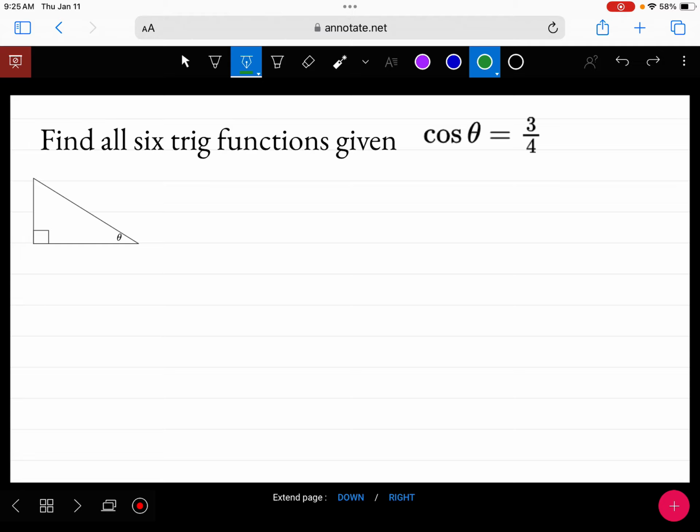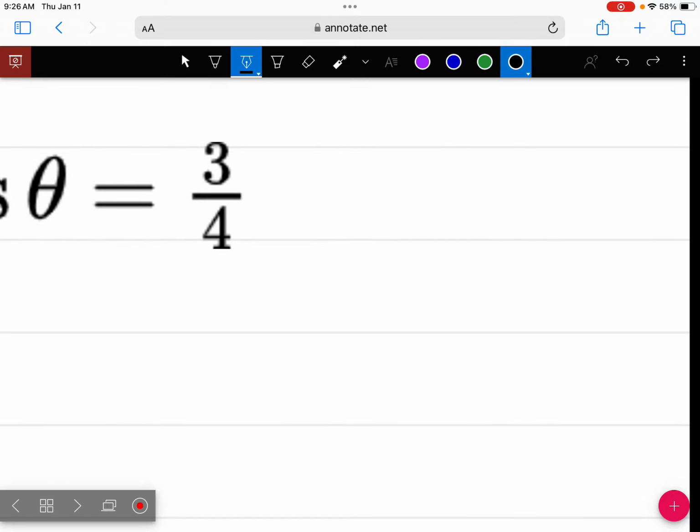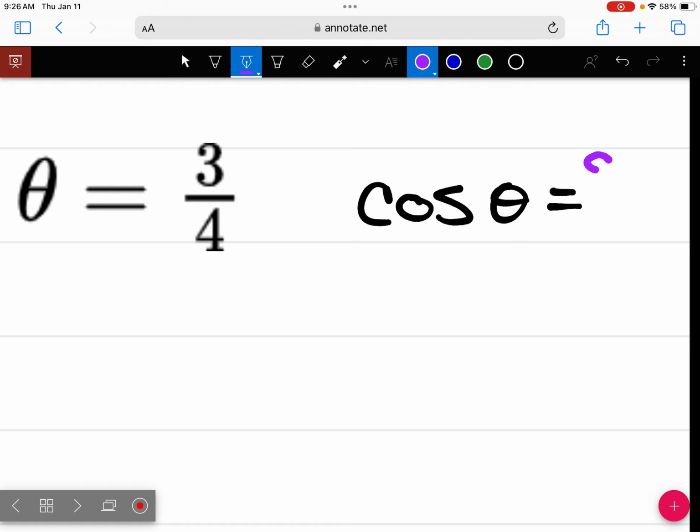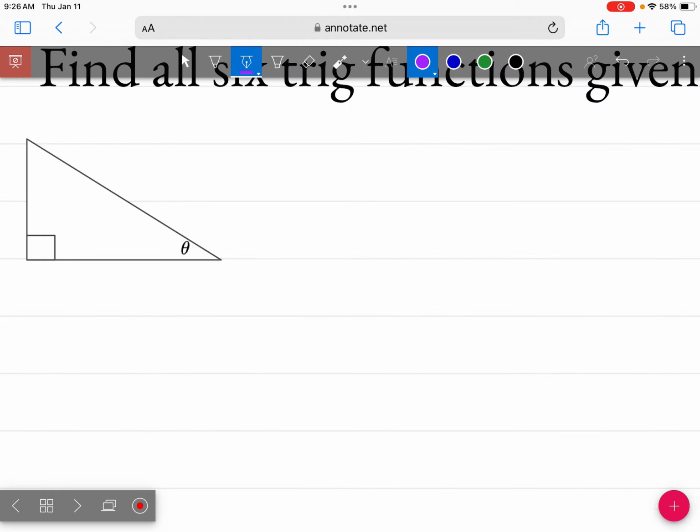So cosine, if we remember from that section we just wrote, cosine theta is made up of our adjacent over hypotenuse, right? So if I've picked this to be my theta, that means I know that this side is 3 and this side is 4. Adjacent over hypotenuse, 3 over 4.